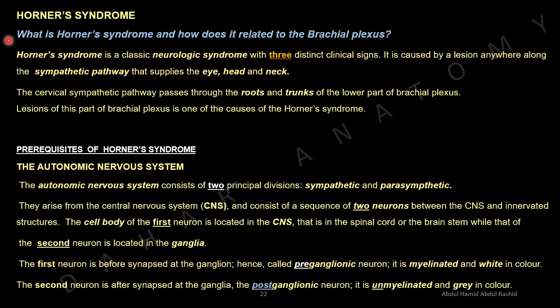Horner syndrome. What is Horner syndrome and how does it relate to the brachial plexus? Horner syndrome is a classic neurologic syndrome with 3 distinct clinical signs. It is caused by a lesion anywhere along the sympathetic pathway that supplies the eye, head, and neck. The cervical sympathetic pathway passes through the roots and trunks of the lower part of the brachial plexus. Lesions of this part of the brachial plexus are one of the causes of Horner syndrome.